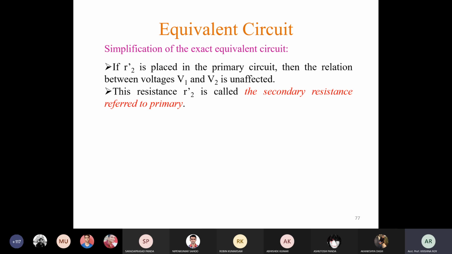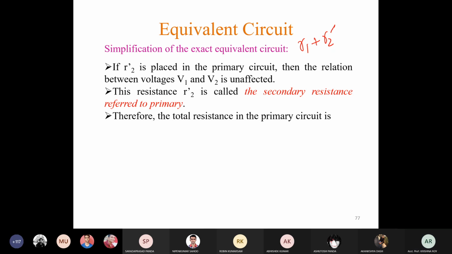Its effect on voltage transformation and current transformation remains the same whether it is connected to the secondary side or the primary side. When it is connected to the secondary side, its value is R2. When it is connected to the primary side, its value will be R2 dash, and the formula to calculate R2 dash is R2 times the direct ratio squared. So now what will be the value of the total resistance in the primary circuit? Primary winding resistance R1 was already there. Now we are adding R2 dash. So this is the total resistance now on the primary side.